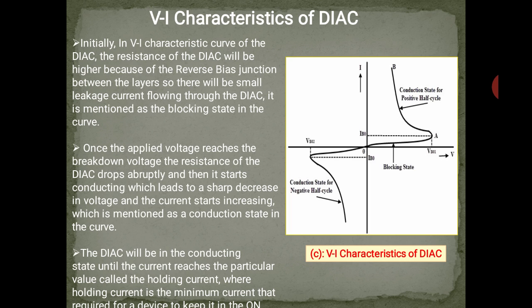Initially in the VI characteristic curve of DIAC, the resistance of DIAC will be higher because of the reverse biased junction between layers, so there will be a small leakage current flowing through the DIAC. It is mentioned as the blocking current in the curve of the first quadrant. When the applied voltage reaches the breakdown voltage, the resistance of the DIAC drops and it starts conducting, which leads to a sharp decrease in voltage, and current starts increasing, which is mentioned as the conduction state in the curve.